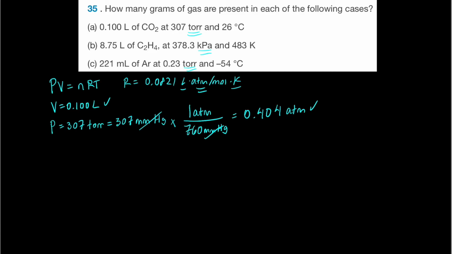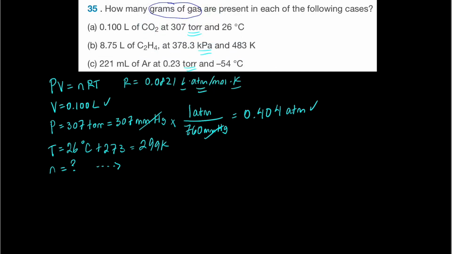Keep going. We have temperature. Temperature is 26 degrees Celsius, and we immediately want to add 273 to this to convert it to Kelvin. So that's 299 Kelvin. N is unknown in the ideal gas law, right? We're going to calculate that, and then at the end, we're going to convert that to grams, because the problem is asking us how many grams of gas, okay? So that's the basics of this.